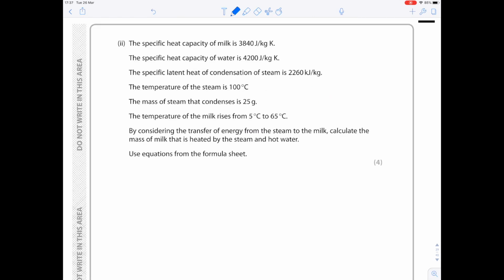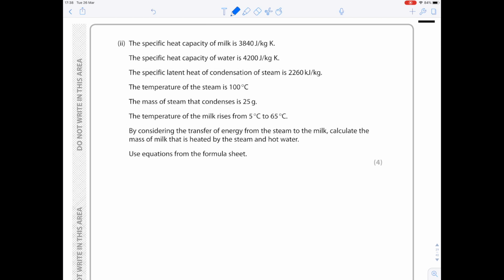Part 2. The specific heat capacity of milk is 3840. The specific heat capacity of water is 4200. The specific latent heat of condensation of steam is 2260. The temperature of the steam is 100 degrees Celsius. The mass of the steam that condenses is 25 grams. The temperature of the milk rises from 5 degrees Celsius to 65 degrees Celsius. By considering the transfer of energy from the steam to the milk, calculate the mass of milk that is heated by the steam and hot water. Use equations from the formula sheet.